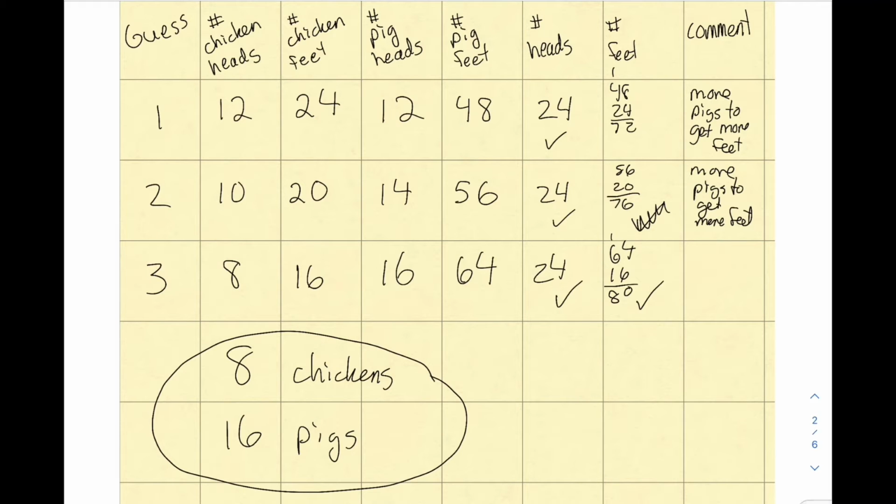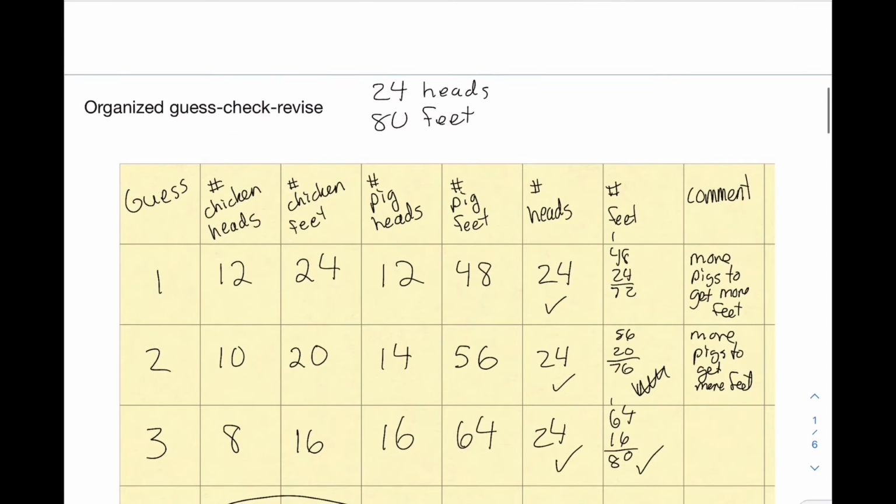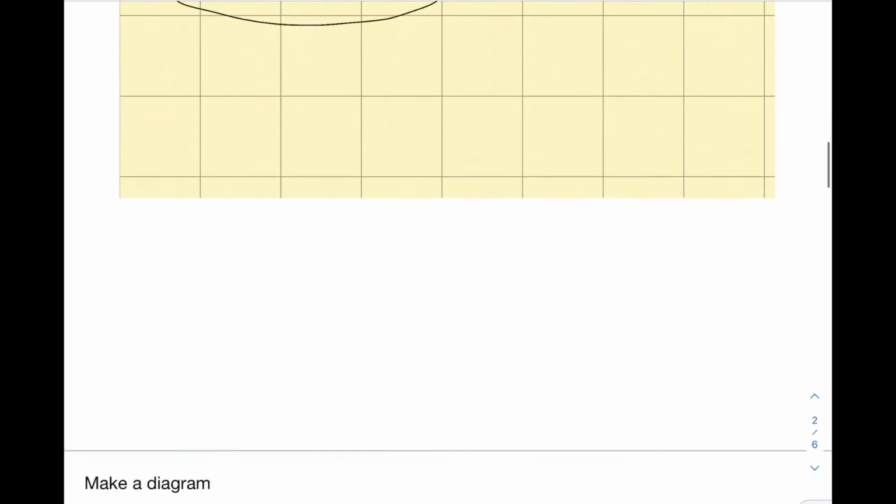And that's reasonable, and I can go ahead and double check it by multiplying 8 by 2 and by multiplying 16 times 4 to get the number of feet in total. Let's go to another method.